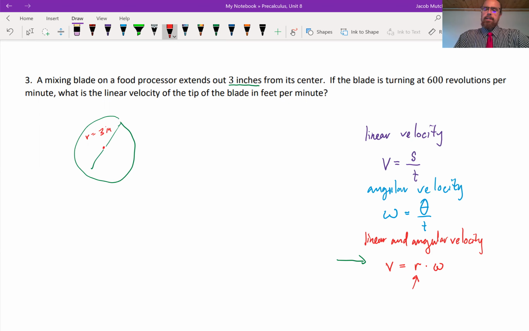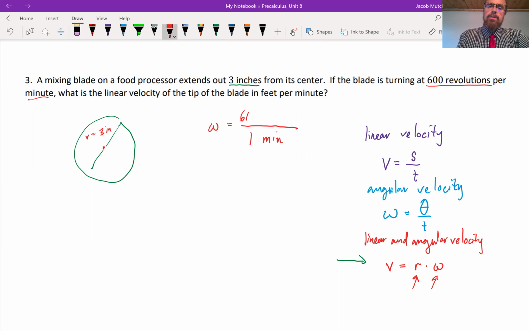The other piece I would need to calculate linear velocity here is the angular velocity. So I just need to look at the other information I've got. I know it turns 600 revolutions per minute, and that's pretty close to angular velocity. Let's just say what we would need to fully convert that. Angular velocity I see is theta divided by time. So if it's turning 600 revolutions every minute, I know the time is 1 minute.